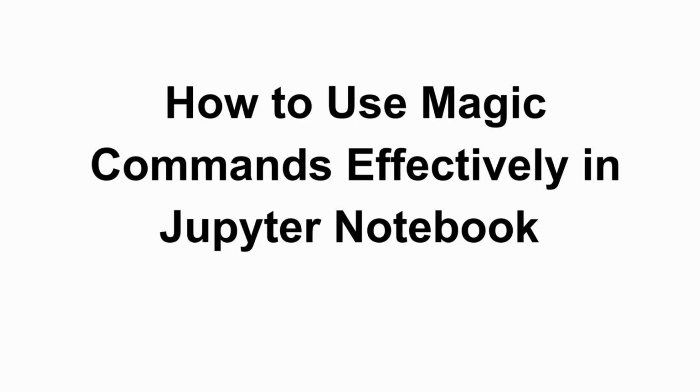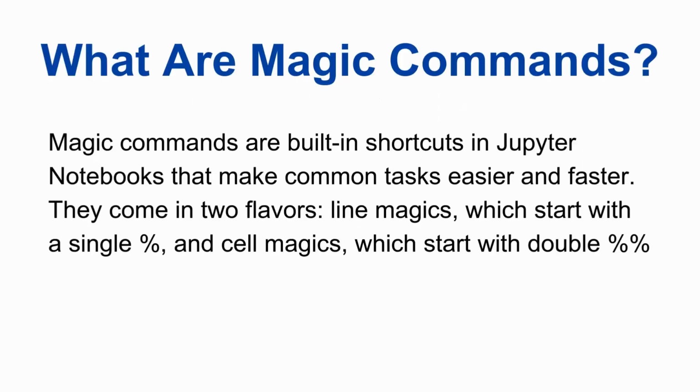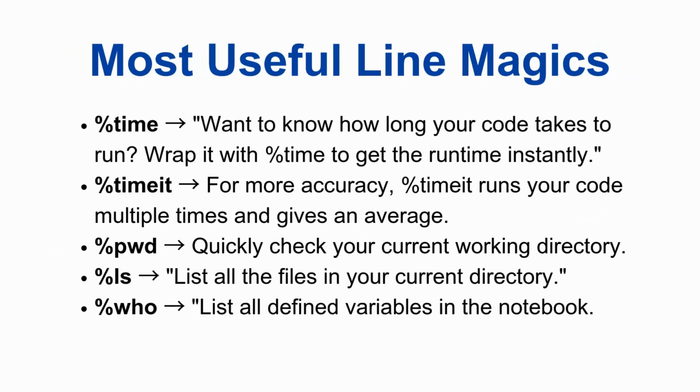In today's video, we are unlocking the hidden power of Jupyter Notebooks with something called magic commands. These little commands can seriously level up your workflow. So let's get started. Magic commands are built-in shortcuts in Jupyter Notebooks that make common tasks easier and faster. They come in two flavors: line magics, which start with a single percentage symbol, and cell magics, which start with double percentage. So here are some useful line magics.